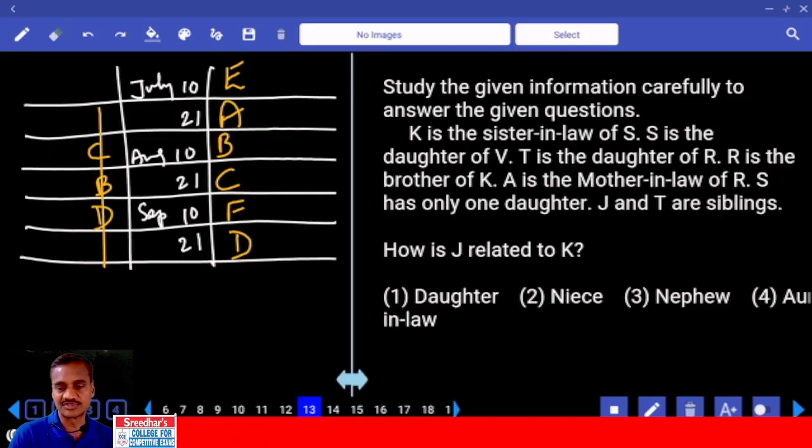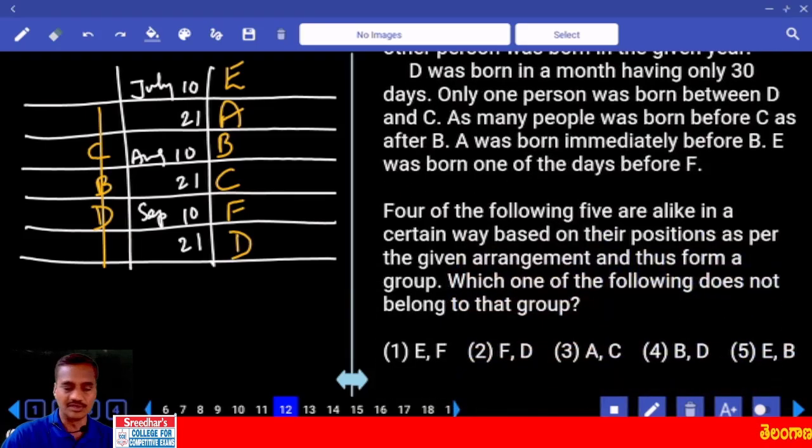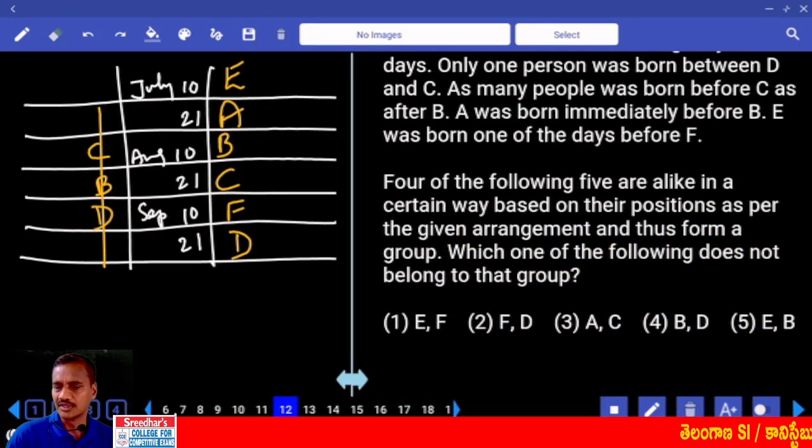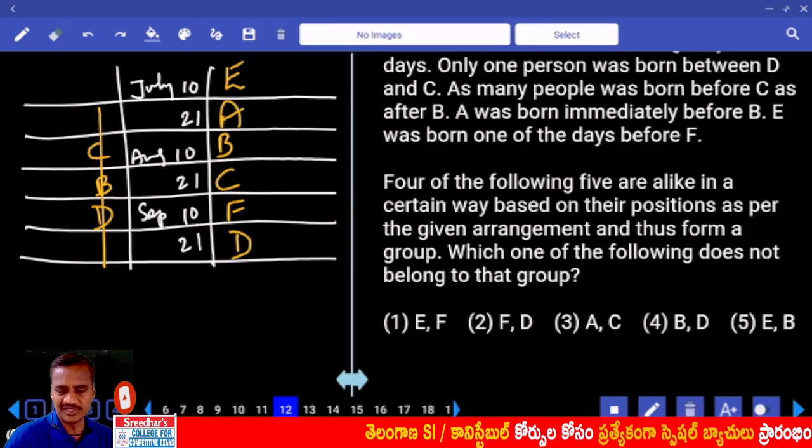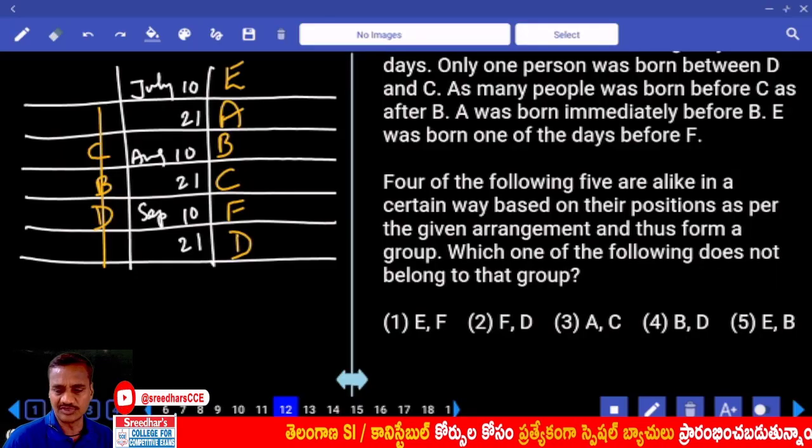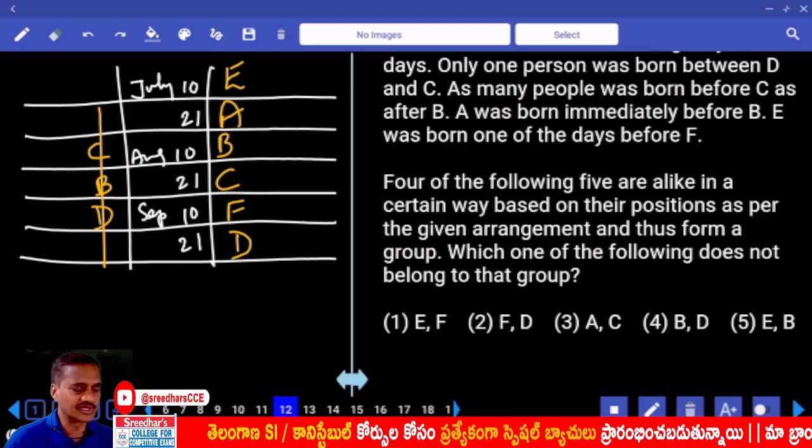Question number 12. Now in this question number 12, which of the following four are short or not? E and F. Now, in between E and F there are 3 persons. F and E are adjacent, and between A and C there is 1 person. Number of persons, we are not getting any answer.